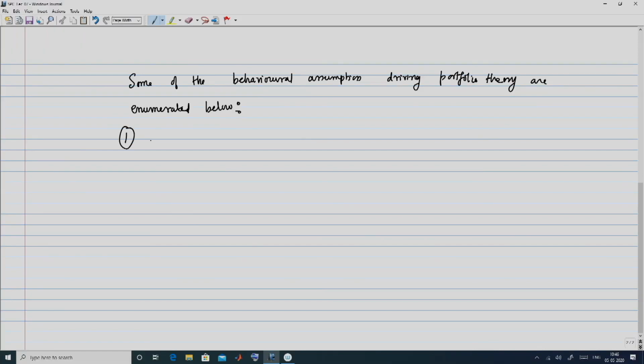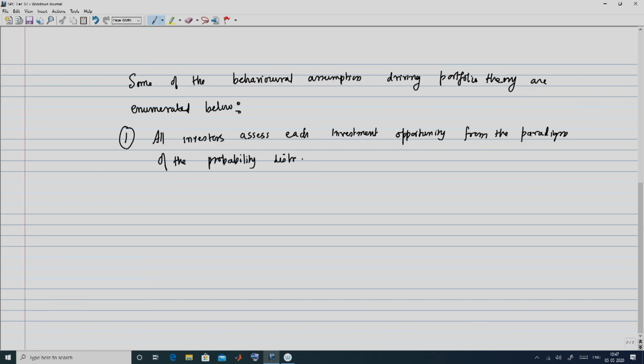So, the first behavioral assumption that I take into account here is that all investors assess each investment opportunity from the point of view or the paradigm of the probability distribution of returns.